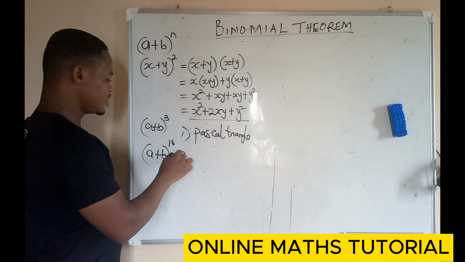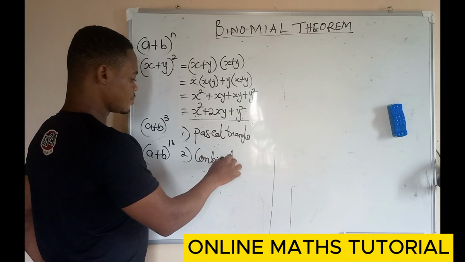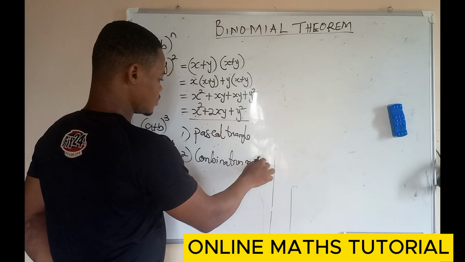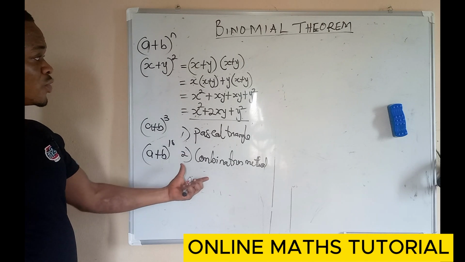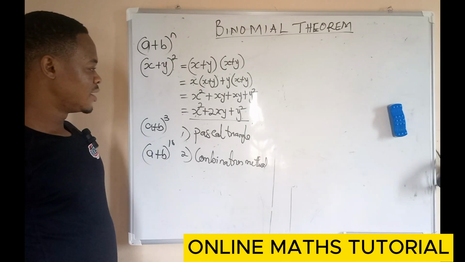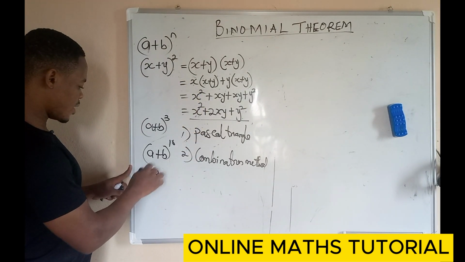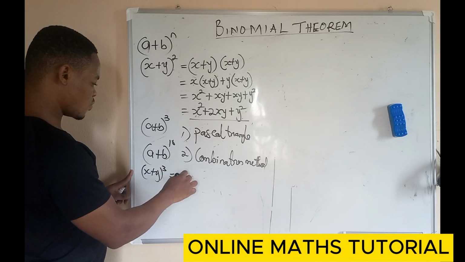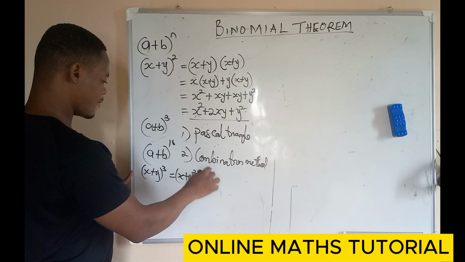And the second one is the combination method. With these two methods, we can solve problems of expansions seamlessly. Let's assume we are also given something like (x + y) all raised to power 3. Automatically, what it means is that we have (x + y) all raised to power 2 into (x + y).